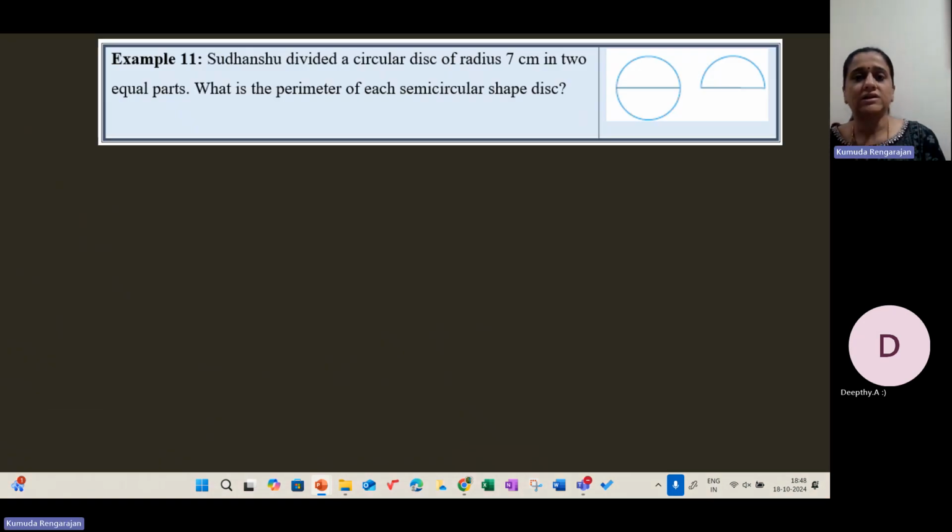Sudhanshu divided a circular disc of radius 7 centimeters into 2 equal parts. Okay, a circular disc of radius 7 is cut into 2 equal parts. What is the perimeter of each semicircular shaped disc?